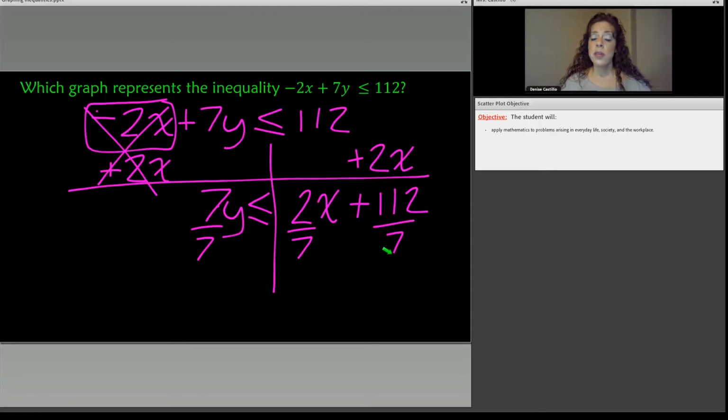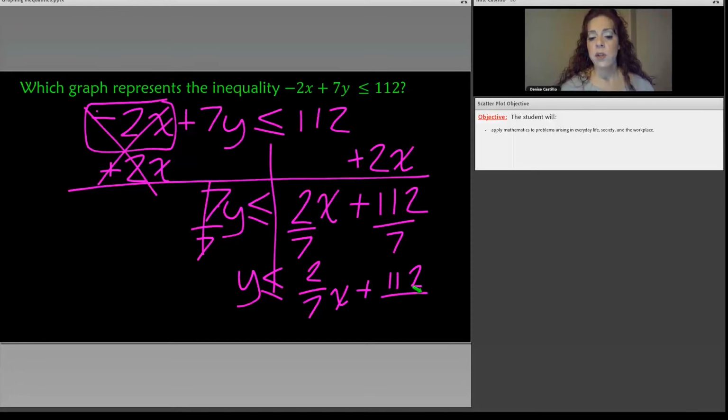Okay, so here on the left, 7 over 7 becomes our magical 1. y is less than or equal to 2/7 x plus, and then we'll have the calculator do our fraction for us, 112 over 7. Now let's go to the calculator and graph this.